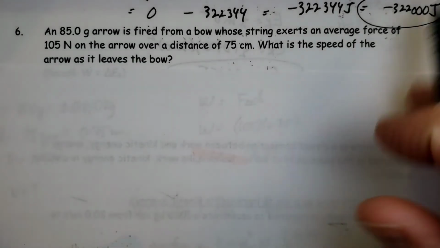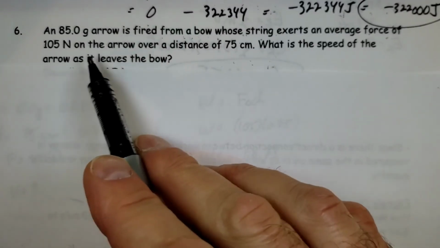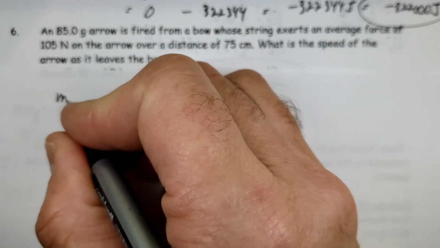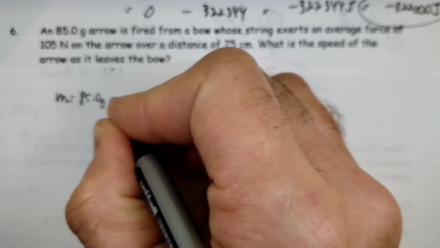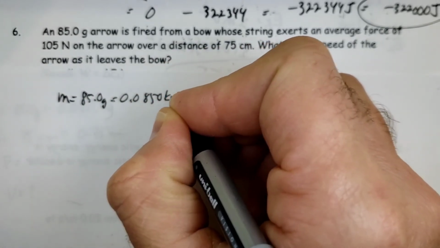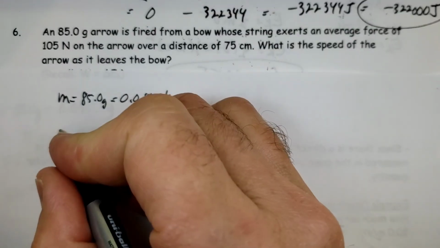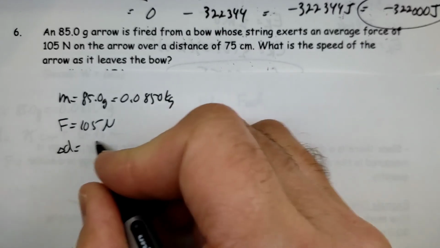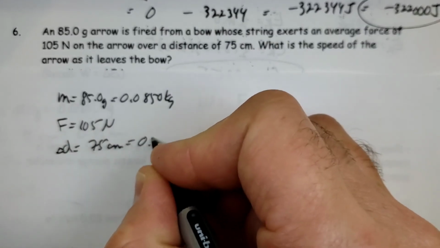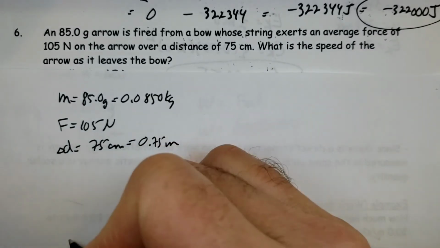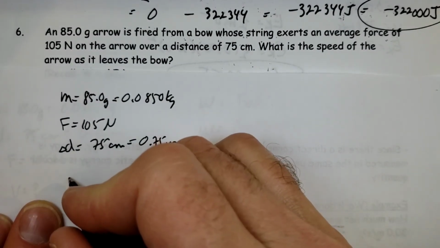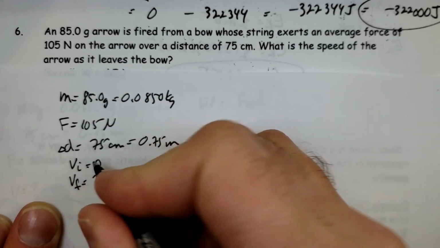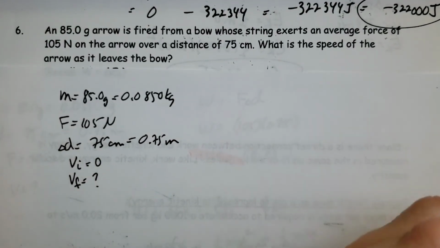Now, when you look at the assignment, the last question is kind of like this too. It involves shooting an arrow, an 85 gram arrow. So 85 grams is equal to 0.0850 kg. It's fired from a bow which exerts a force of 105 newtons over a distance of 75 centimeters, which of course is 0.75 meters. What is the speed of the arrow as it leaves the bow? So we're looking for v final, and guess what? It started off at 0. So that's the information that we have.